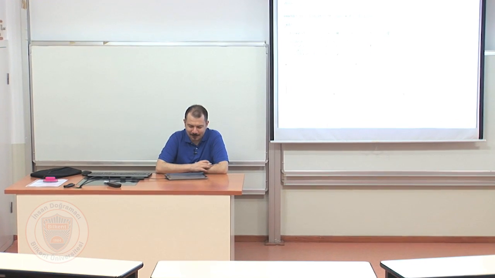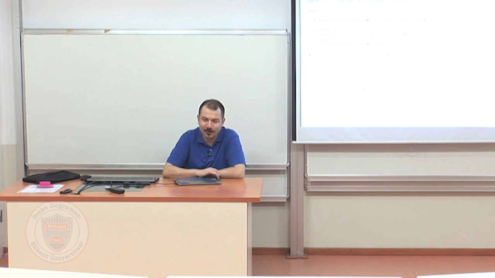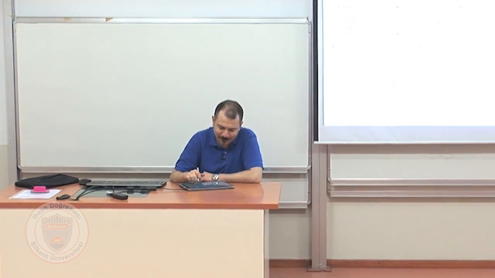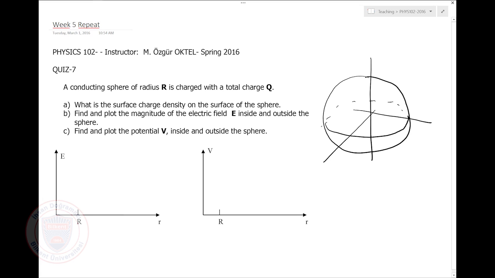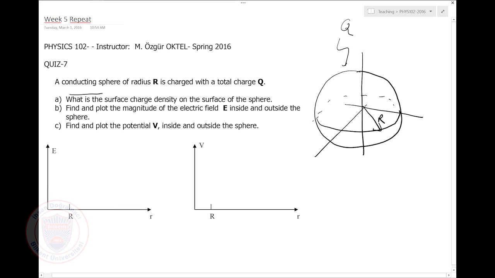Okay, so last time we finished our lecture with a quiz. Let's start by solving the quiz. A conducting sphere of radius r, let me try to plot one, is charged with a total charge q. Now, when I see the word conducting, what should I think? I should think that charges are free to move inside this conductor.